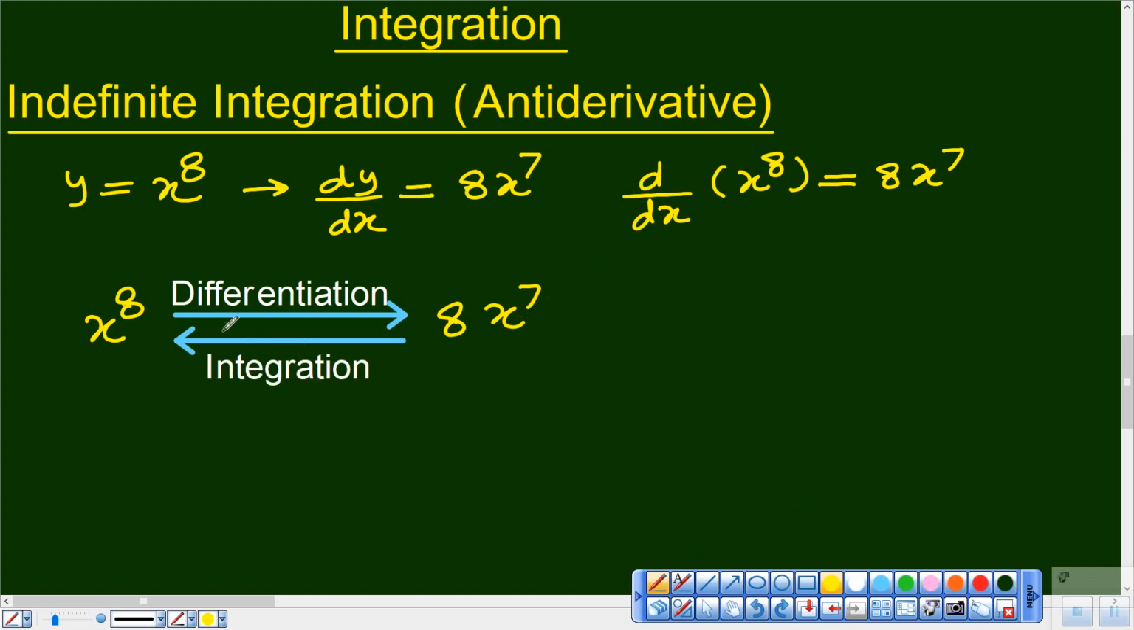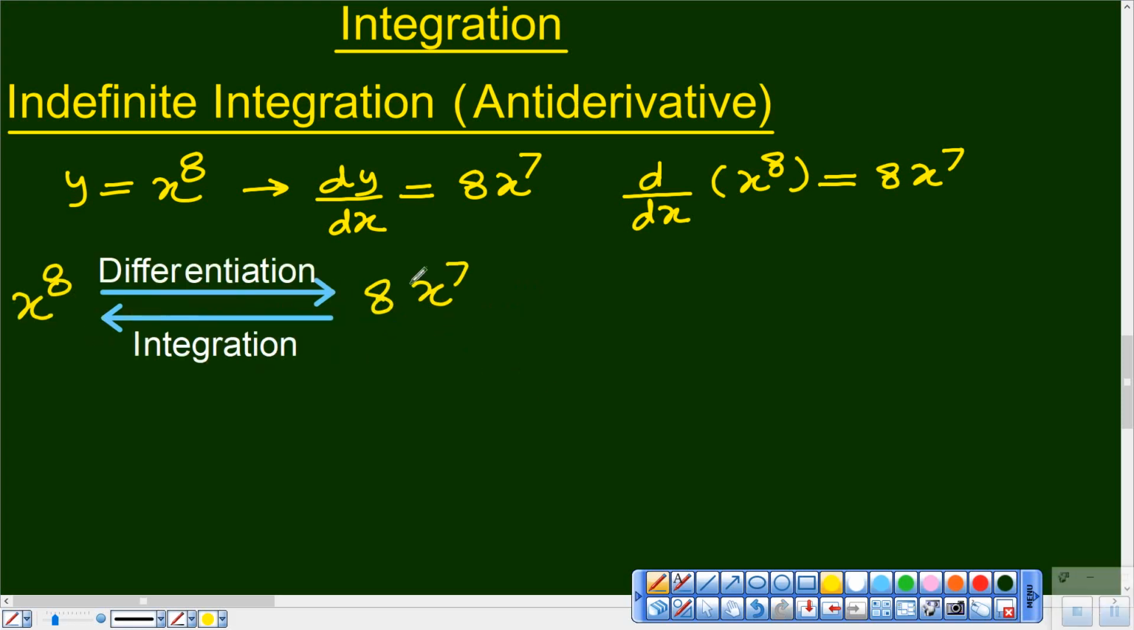So differentiation takes you from x raised to the power 8 to 8x raised to the power 7. It is an inverse process, which is why it is called antiderivative. It should be written as indefinite integration. Good enough. So the inverse process will give me back x raised to the power 8. So integration is the inverse process of differentiation.